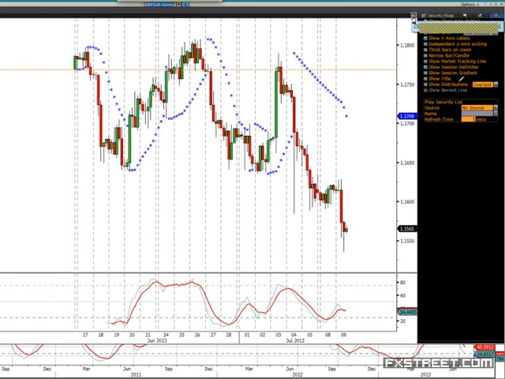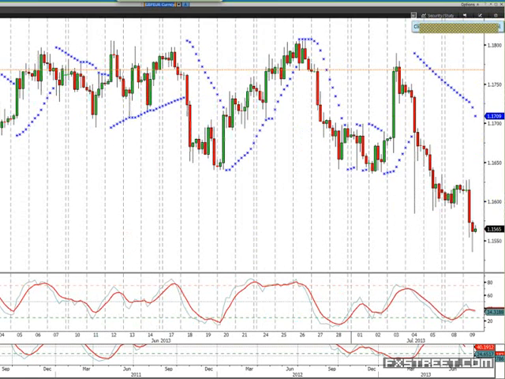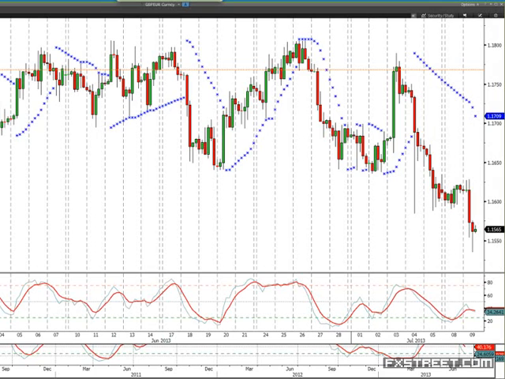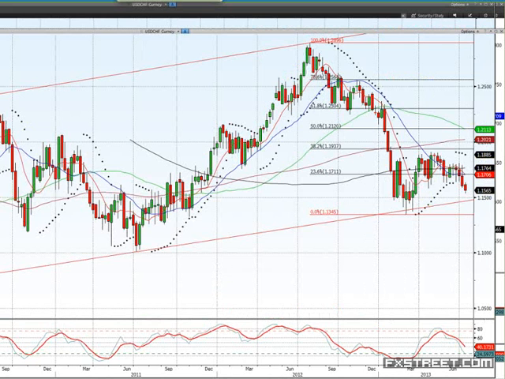Dollar Swiss, I'll have a look at it. I don't look at it normally, so just give me a second. Okay, dollar Swiss.